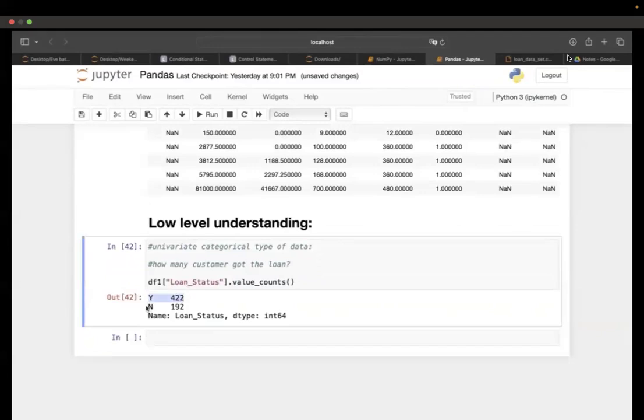Running it, you can see what it is giving me. Yes, 422. No, 192. Could you please tell me the data type? When I'm saying the data type, could you please tell me the dimension? Is it 1D, 2D, series, or data frame? What do you guys think? What is my output looking like, a series or a data frame? Very wrong. Bahut galat. That's why we learned the difference between series and data frame before.